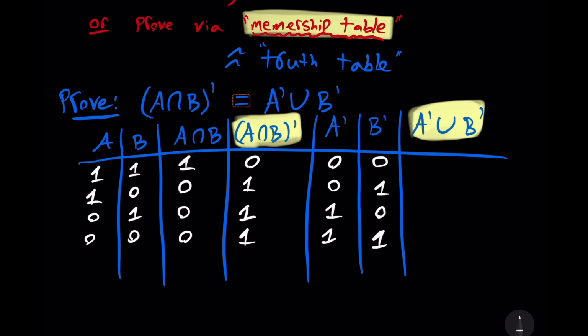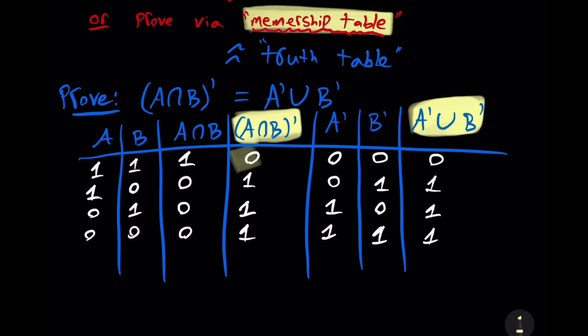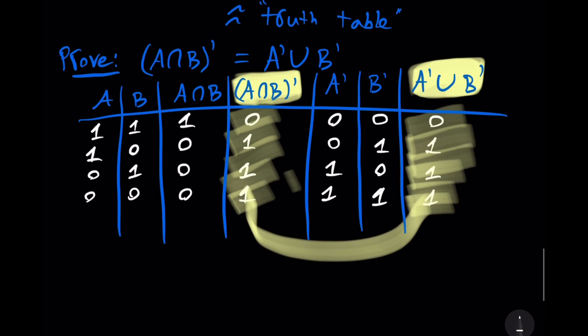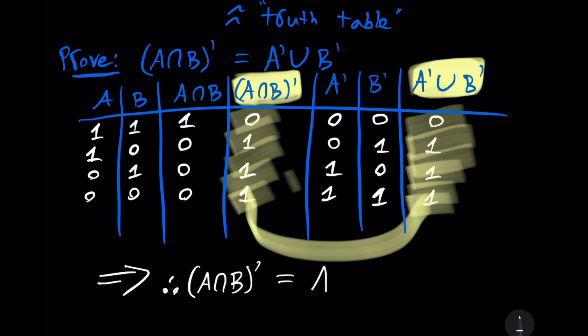And then we have this or. So 0 or 0, 0, 0 or 1, 1, 1 or 0, 1, 1 or 1, 1. And note that these values here are the same as these values here. So this implies that, therefore, A intersection B complement, in fact, is equal to A complement union B complement.